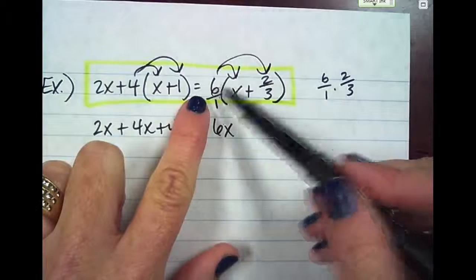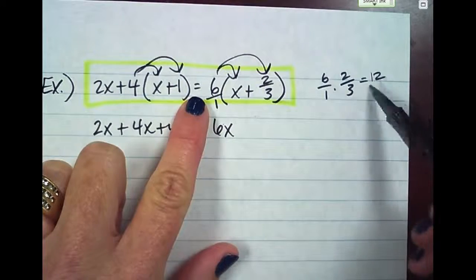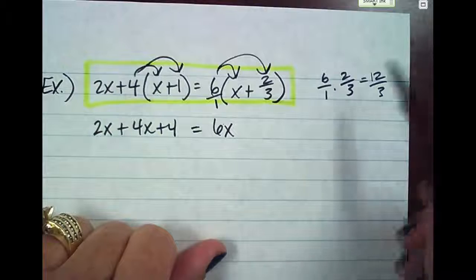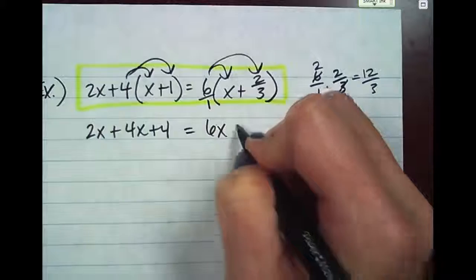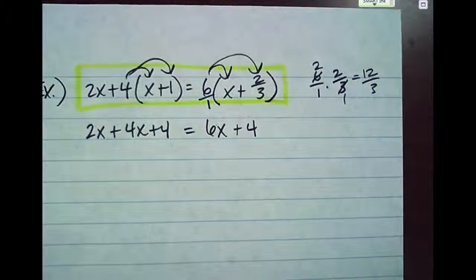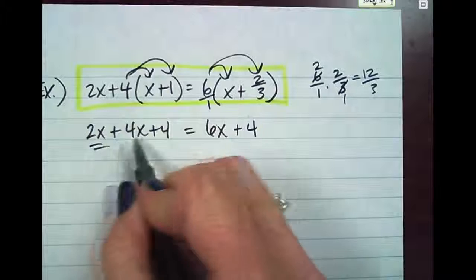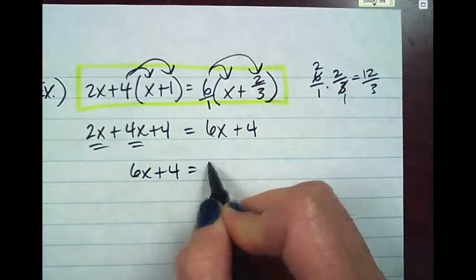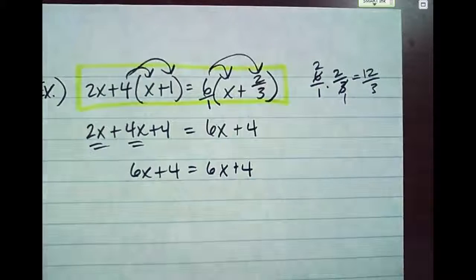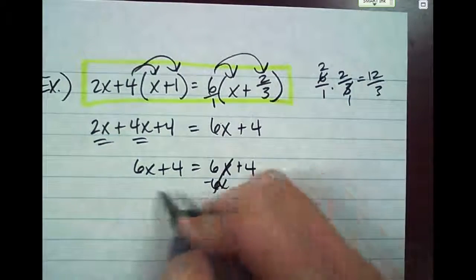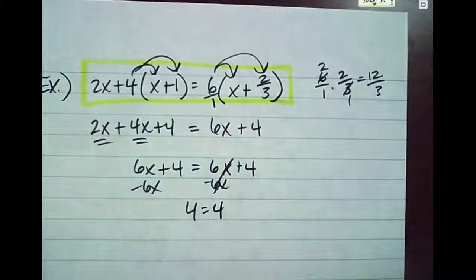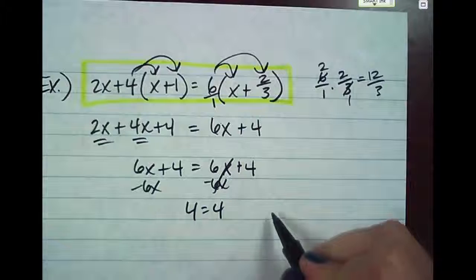Okay, and then you end up with 6 times 2 is 12. So you get 12 over 3, which is how much? 4. Or you can simplify first. You still get 4. However you want to do it, the answer is 4. Okay, we're going to clean up the left side. 2x and 4x makes 6x plus 4. Wait a minute, what are you noticing now? They're exactly the same, right? So even if I cancel my 6x, if I did minus 6x, I get 4 equals 4. What do you think the answer is going to be in this situation? All numbers, everything works.